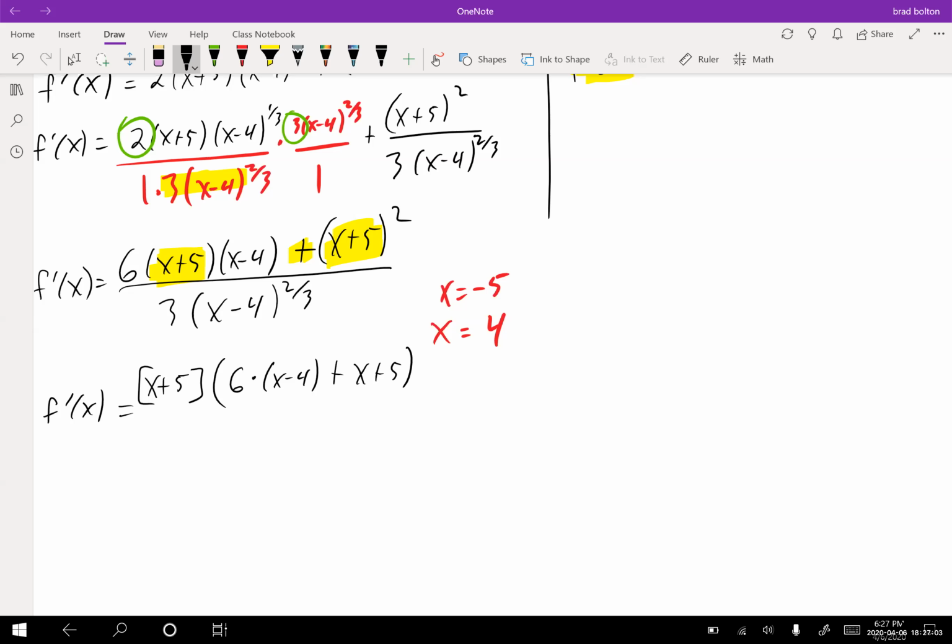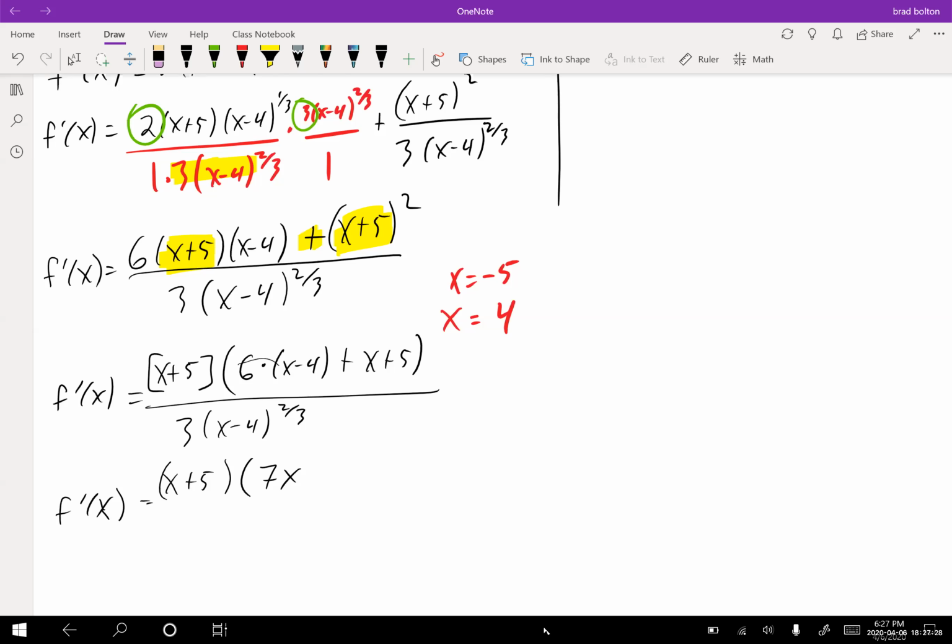Okay, so let's clean this up all over 3 times x minus 4 to the 2/3 power. So f prime of x is equal to x plus 5. I probably should have put brackets around this other part, but that's okay. So this will now be 6x plus x, so that's going to be 7x, and that'll be minus 24. Distribute that, and that'll be minus 24 plus 5. So it'll be minus 19 all over 3 times x minus 4 to the 2/3 power.